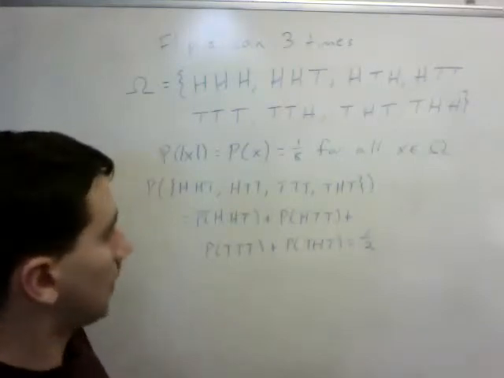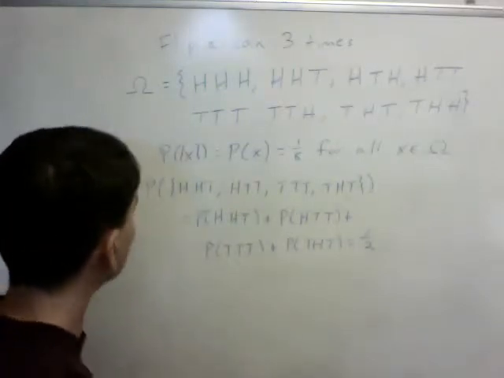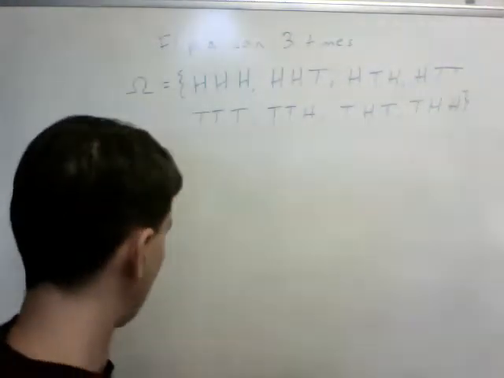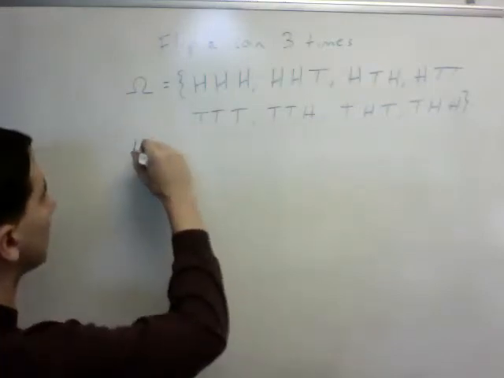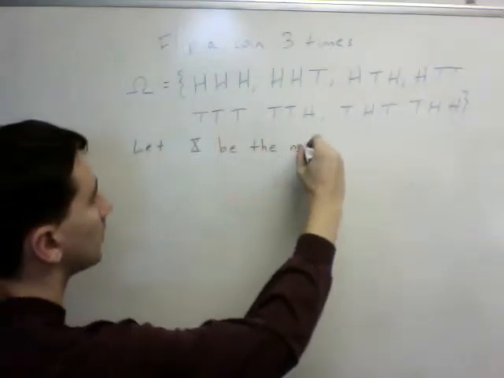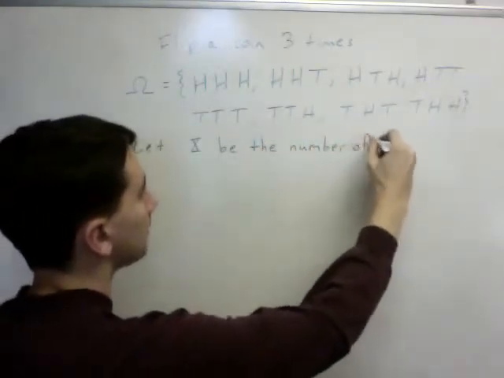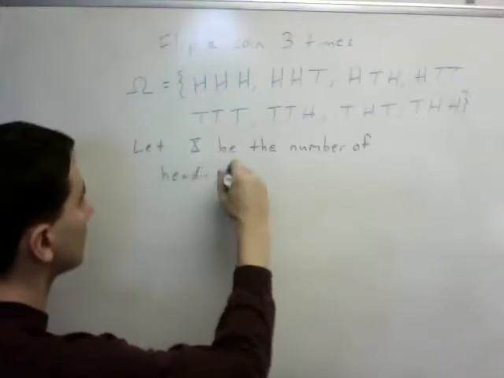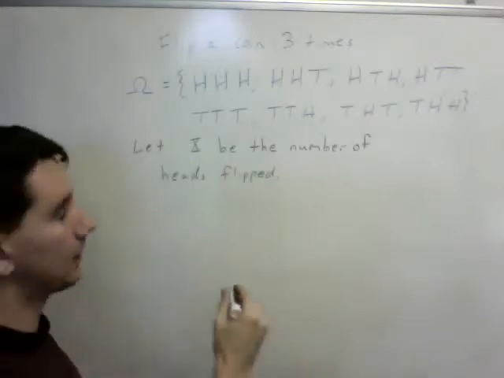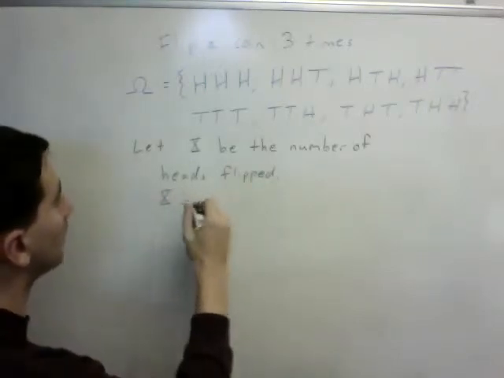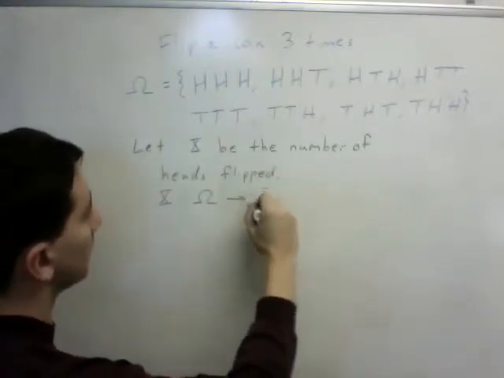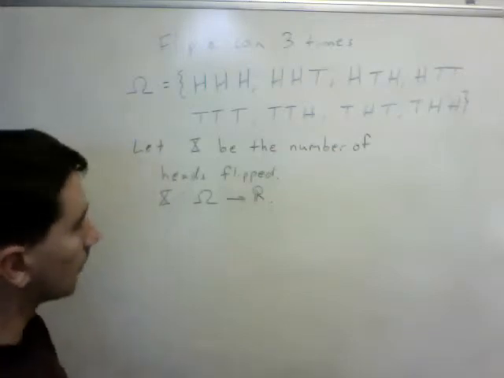But now we want to define maybe a random variable on this space. Suppose we wanted to count the number of heads. So let X be the number of heads flipped. Notice that it satisfies the definition. X just goes from omega over to the real numbers.